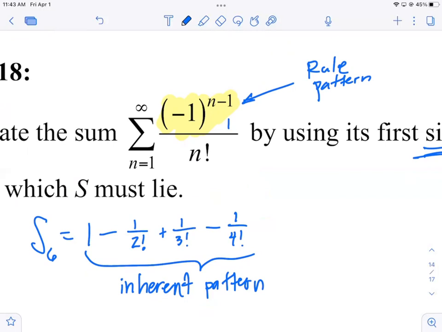So 1, 2, 3, 4, we need 2 more terms, don't we? Now, without looking at the rule of sequence, what would the next term be? 1 over 5 factorial. And what would the last term be? Minus 1 over 6 factorial. Yeah. And remember, if we work backwards, 6, 5, 4, 3, 2, this must be 1 over 1 factorial. And it is. It's just 1 though. Okay. So there's the partial sum.